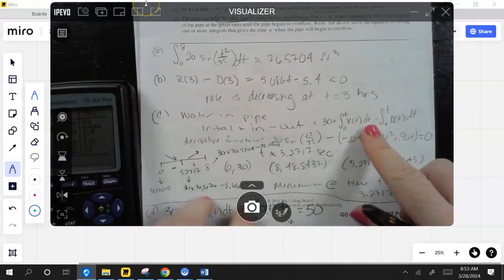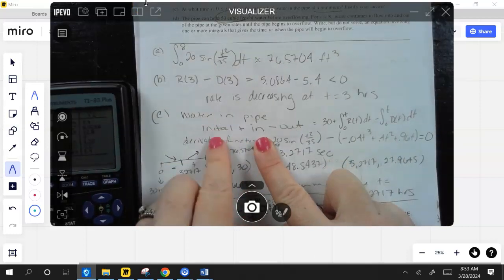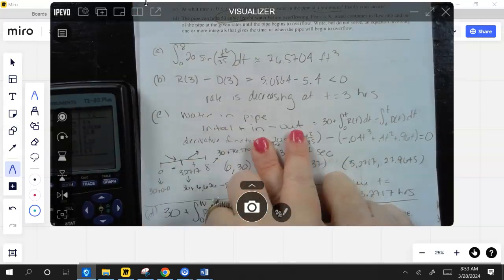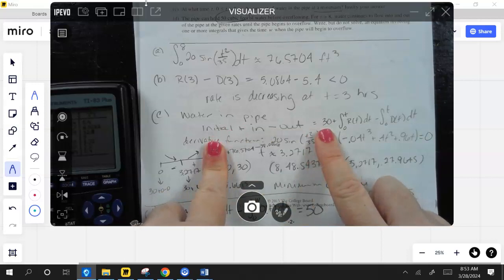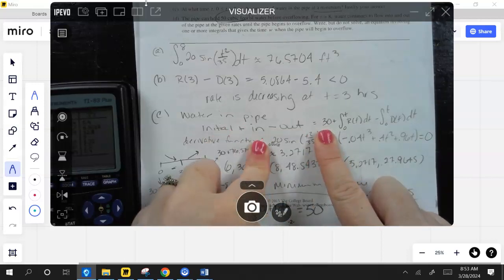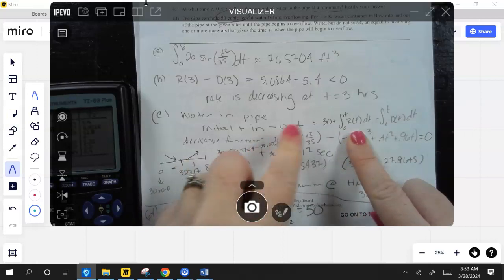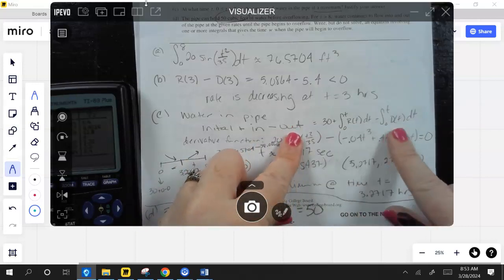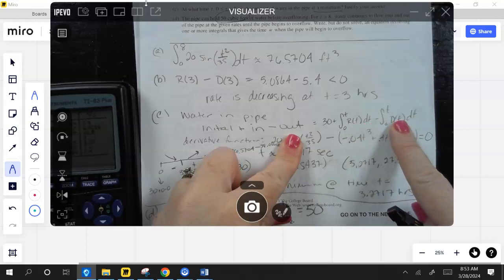And y'all stop me if you have questions. The water in the pipe would be the initial amount plus the amount in minus the amount that's coming out, right? Well, how much did I start with? I started with 30. How much came in? Well, the amount that came in would be the integral of R of T. And the amount that flowed out would be the integral of D of T. Are y'all following all that? And remember, I've got this is Y1 and I've got this is Y2 in my calculator.